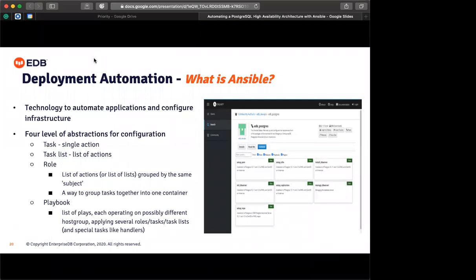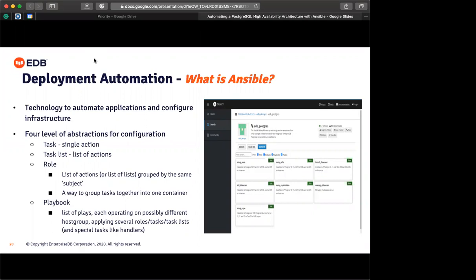There are 4 levels of abstraction available in Ansible. One is called a task. If you want to perform a specific task, that is a single action, that is called a task. You can combine those tasks together and call it a task list. You can feed it to Ansible to perform those tasks or list of tasks on a specific server or in a specific environment.